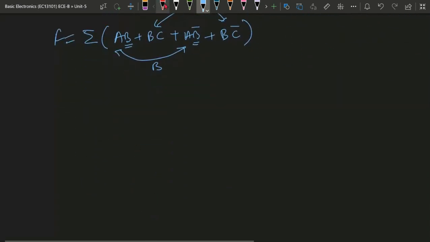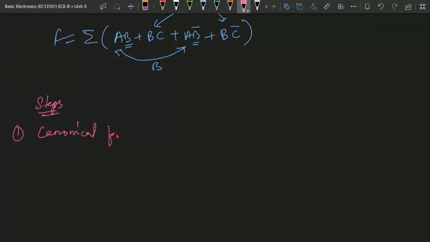So what are the different steps? We will write down the steps for solving the questions related to the QM tabular method. The first step is we need to write the expression into canonical form. So canonical form is required. In K-map also, we have seen that whenever we proceed with K-map, we should write the function into canonical form. So that is one of the requirements.